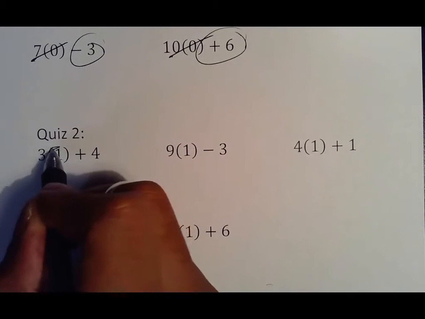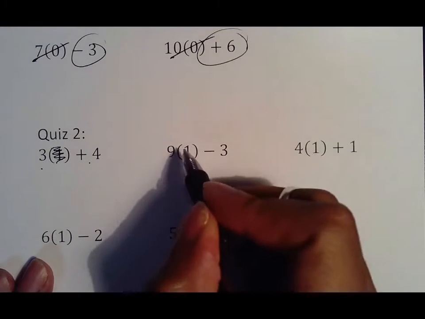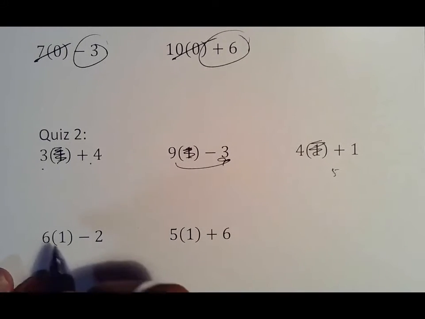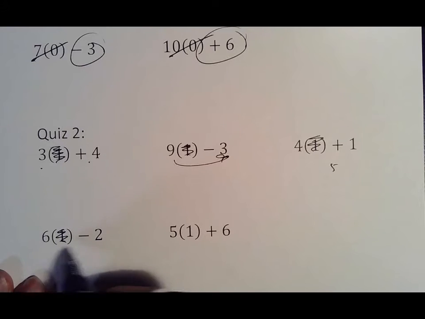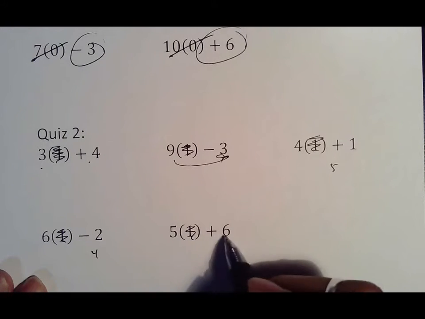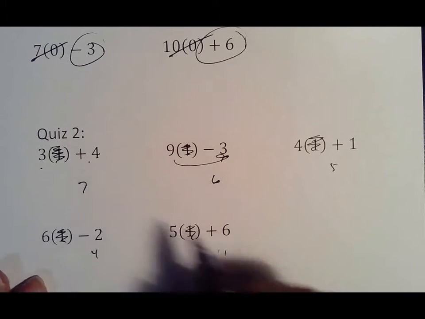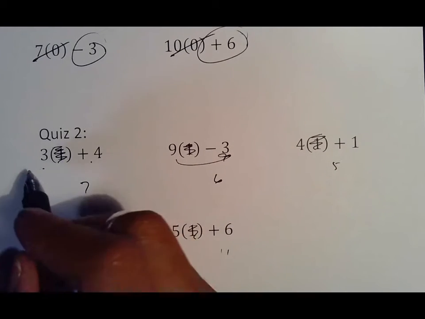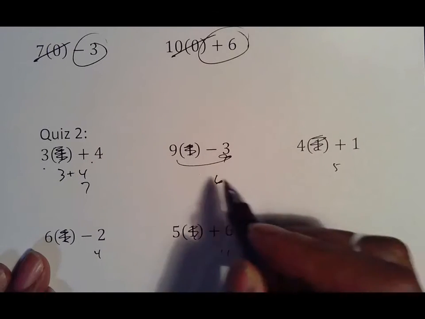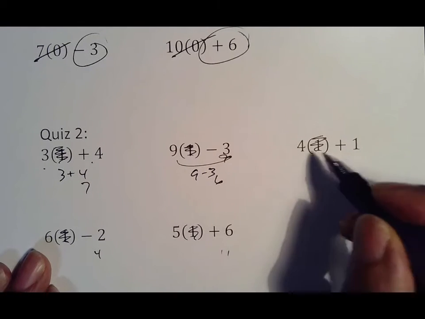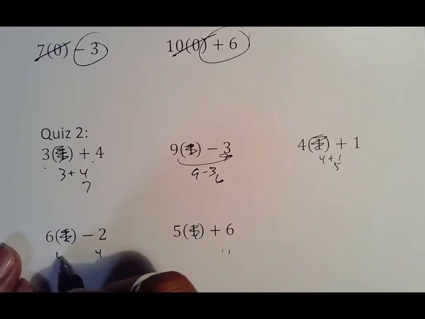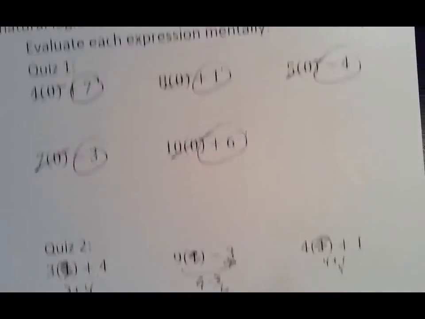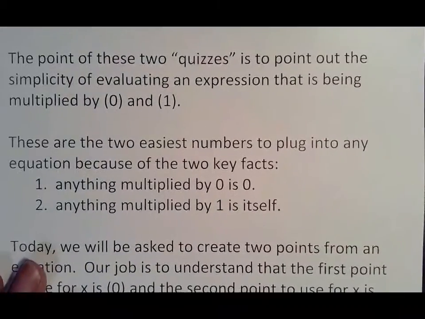So the answer to this is actually just 3 plus 4, which is 7, 9 minus 3, which is 6, 4 plus 1, which is 5, because remember 6 times 1 is going to be 6, 6 minus 2, which is 4, 5 plus 6, which is 11. So again, 1 is easy because there's really no algebra involved. Once you see the number times 1, that number just pretty much comes down as it is. 9 times 1 comes down as 9. 4 times 1 comes down as 4. 6 times 1 comes down as 6. And 5 times 1 comes down as 5. So again, those two numbers are the easiest numbers to multiply by.